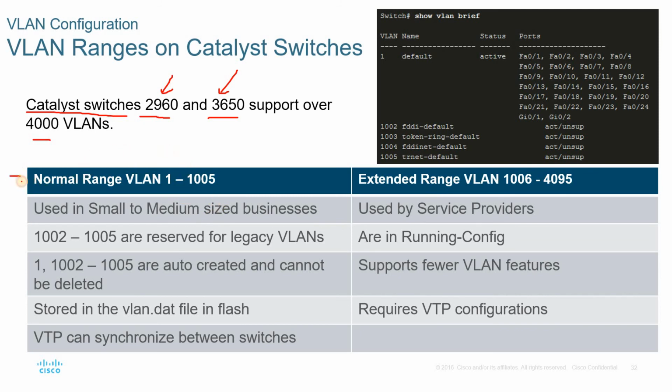So, we have what we call the normal range VLAN, that is from 1 to 1005. And then we also have the extended range VLAN, that is from 1006 to 4095. So in a single switch, you can create up to 4,000 VLANs. Alright, so ganun siya ka-efficient, ganun siya cost-efficient, no?